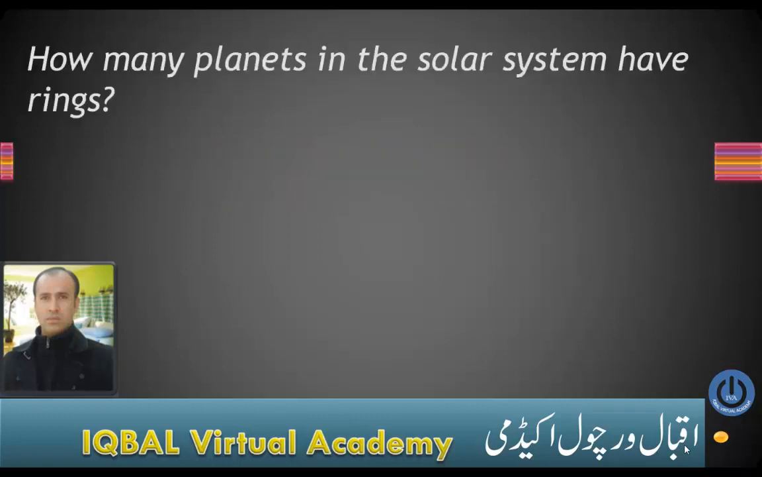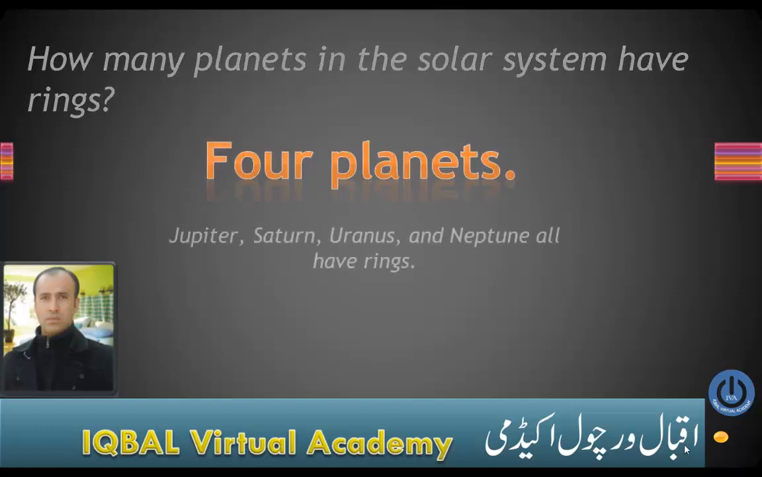Next is, how many planets in the solar system have rings? So there are 4 planets which have rings. They are Jupiter, Saturn, Uranus and Neptune that have rings, right?